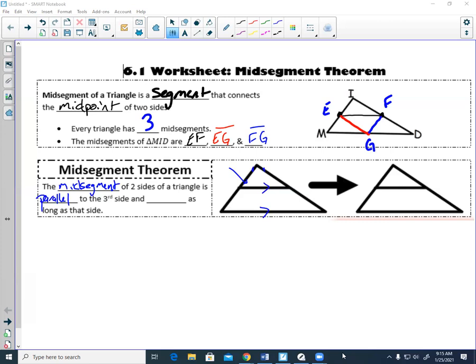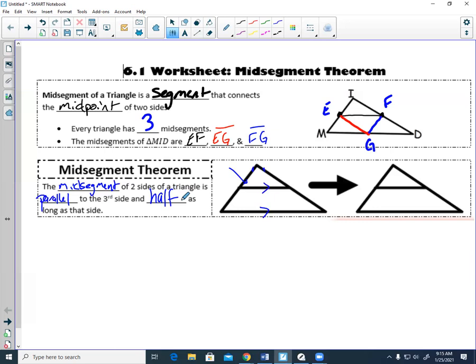It might be less. How much less? Like half. Half as long as that side. So why would it be half? Think about it. Midpoint connects the middle of two things. Middle splits something in half. So if it connects two things that are half and half, it should be about half the length, right?